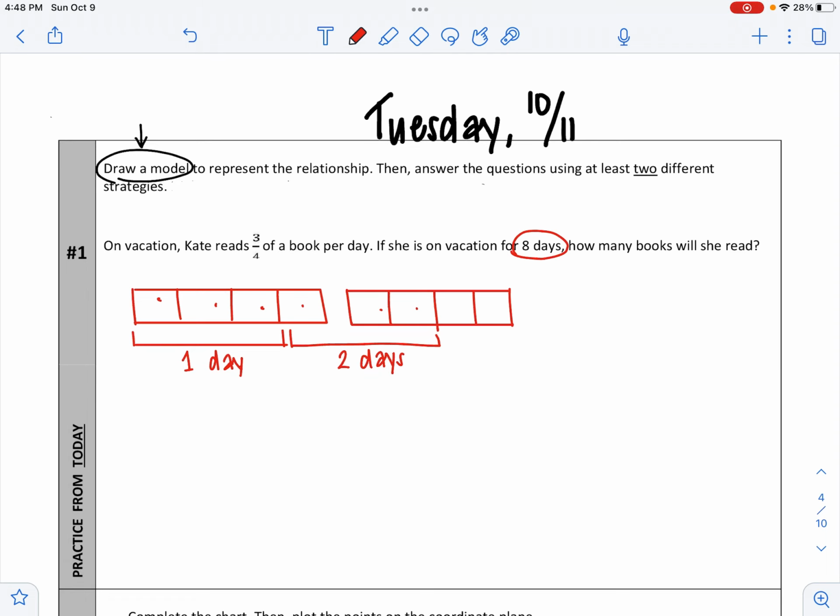Now, of course, if she reads 3/4 of a book 8 times, you could also use a number sentence, addition, subtraction, multiplication, or division, you'll decide, to solve this problem. Pause this video here to both draw your model and use an operation to solve question 1.